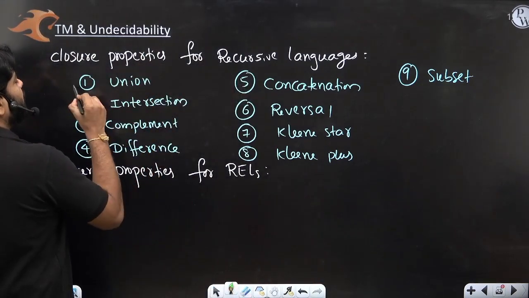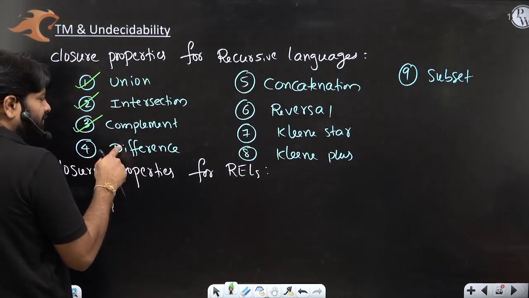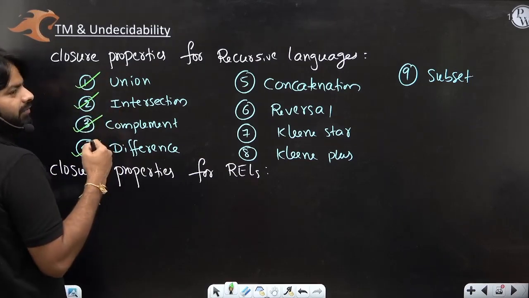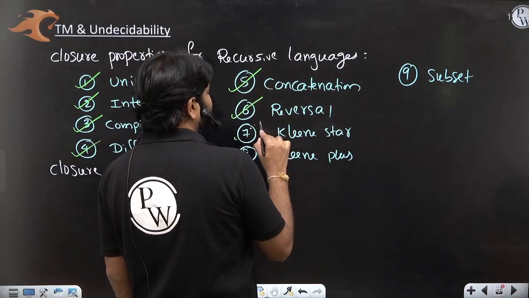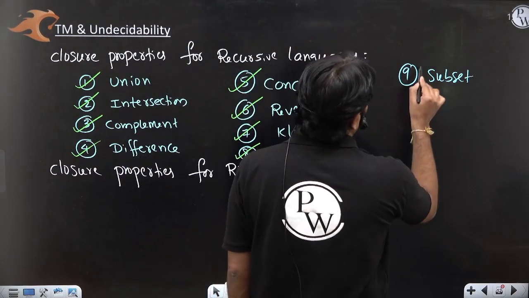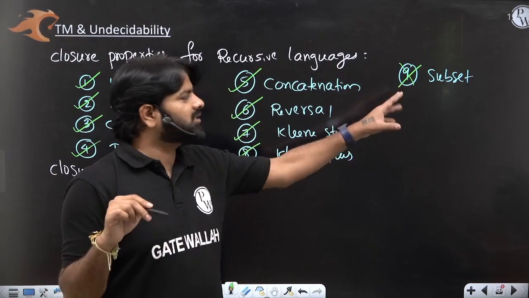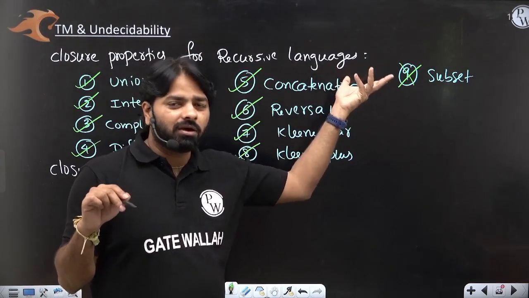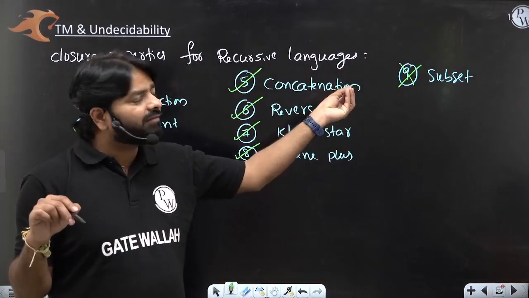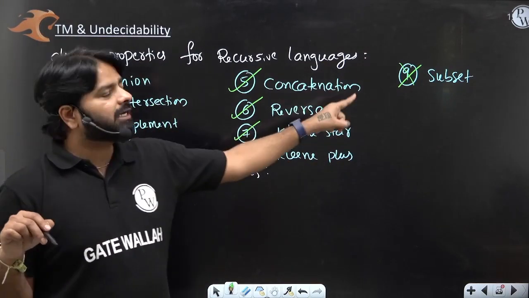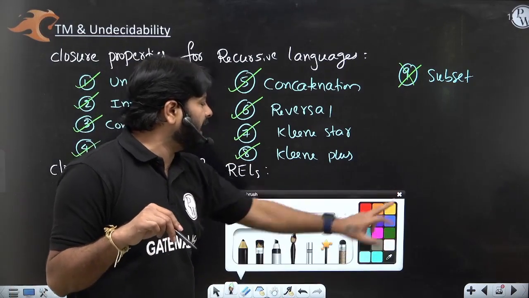In this, union is closed, intersection closed, complement is closed. Because these three are closed, now difference depends on complement and intersection, and also union if you want. So difference is closed. And concatenation, reversal, Kleene star, Kleene plus, and subset are not closed. So here the most important one is subset. Subset is not closed. Not only subset, there are many other operations like substitution, homomorphism, and various operations which are not closed. And among these nine, the subset is not closed for the recursive languages. Now let's look into the RELs, recursively enumerable languages.